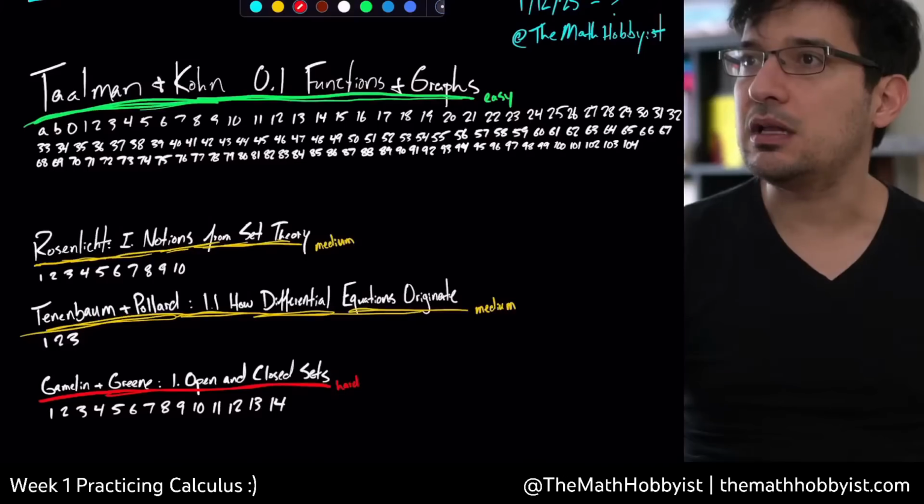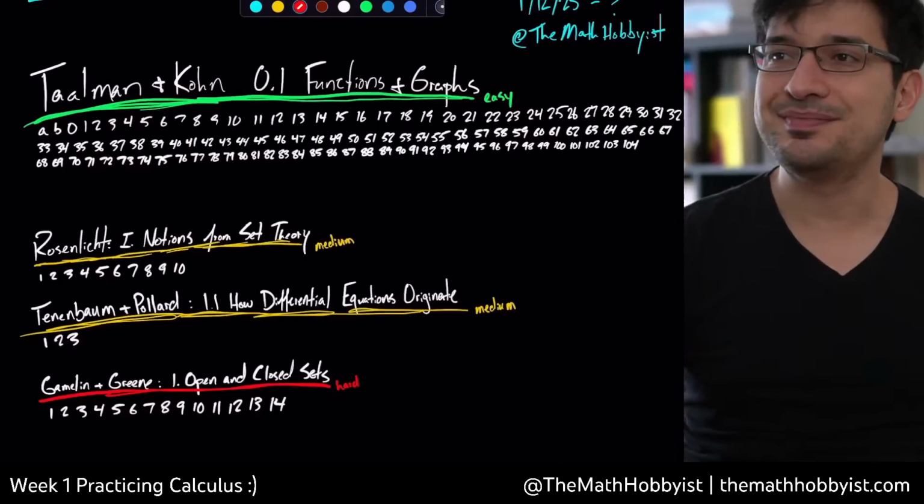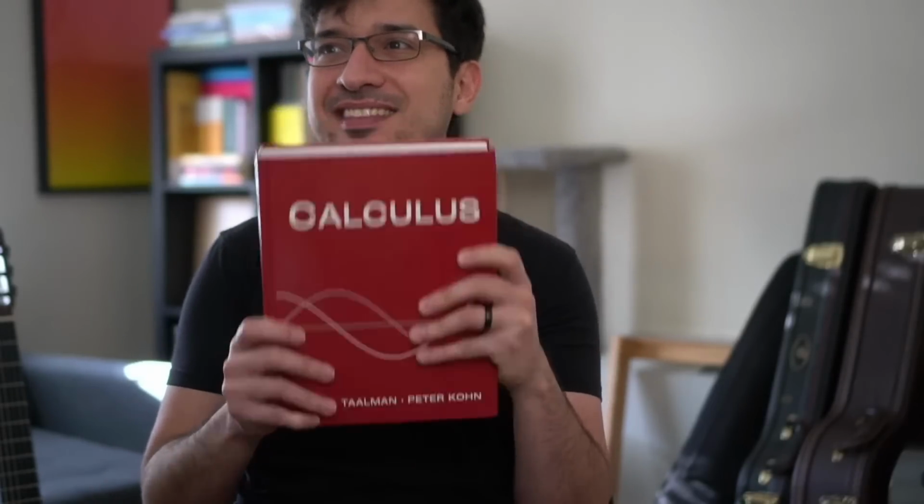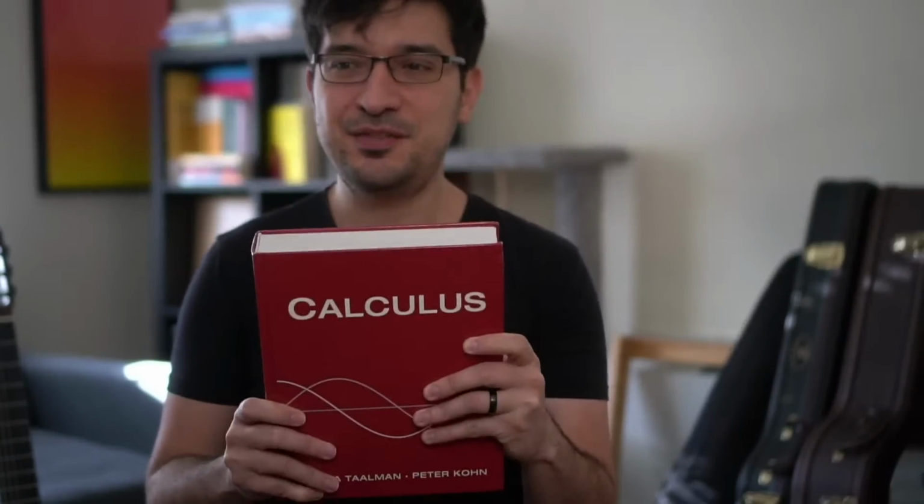Let's move on. So, Taalman and Cohn, we're just following the pattern. We're still seeing the same pattern. This is first semester calculus. It's designed for a 3-semester course in calculus, and if you're an engineer, this may be your only experience with calculus. You don't have to take any further calculus courses besides Calc 1, 2, and 3, at least in the US. That's how it's structured.